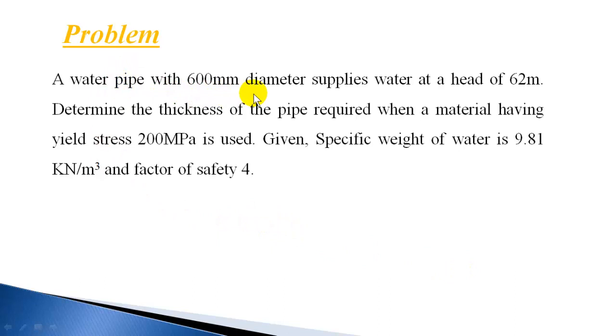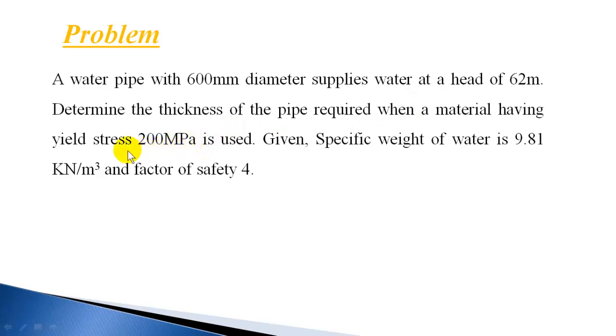A water pipe with a 600 mm diameter supplies water at a head of 62 meter. Determine the thickness of the pipe required when a material having yield stress 200 megapascal is used. Given specific weight of water 9.81 kilonewton per meter cube and factor of safety 4. So it is a similar problem. Water is available at a head of 62 meter. The pipe is 600 mm diameter, and the thickness of the pipe you have to calculate. Here the yield stress is given and factor of safety is given. That is the only difference. The other data is similar.